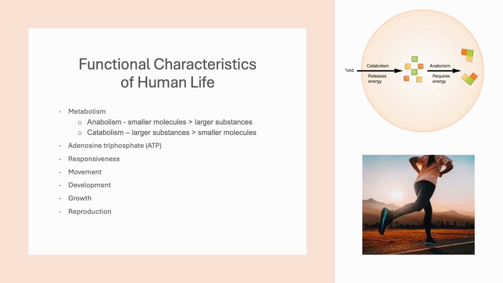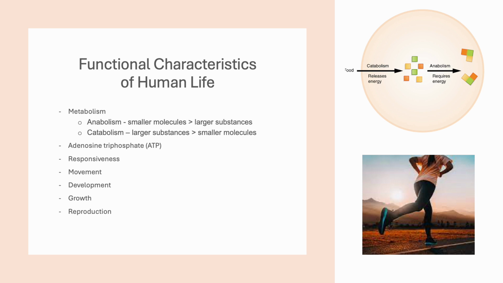The functional characteristics of human life start with metabolism, which is the basic function that us as organisms need to consume energy and molecules from the foods that we eat, which then gets converted into fuel to move, sustain body functions, and build and maintain the body's structures. The body's able to do this through two things, through anabolism and catabolism.